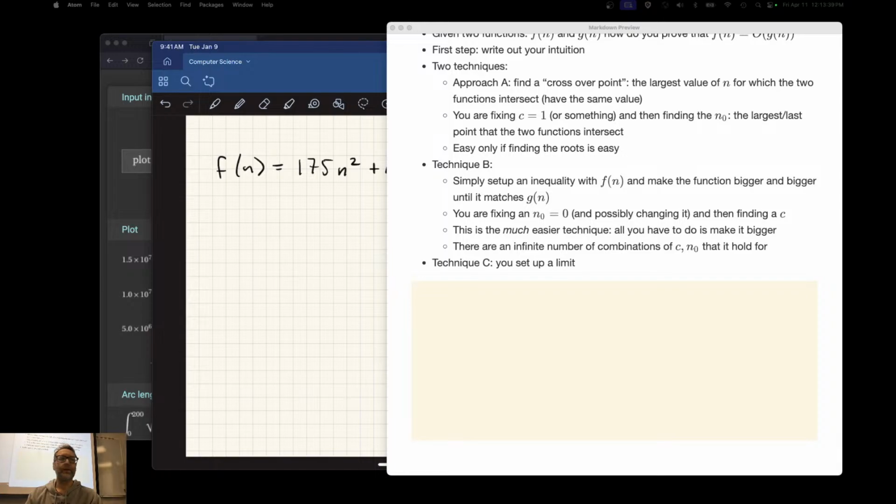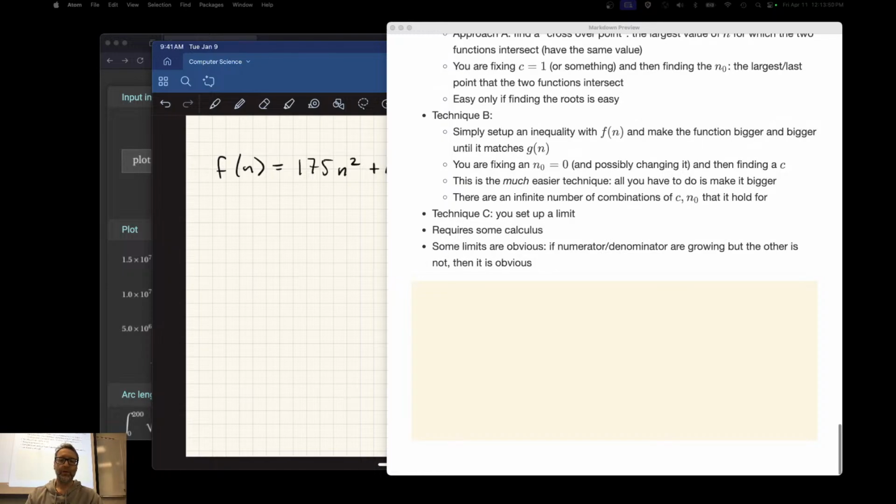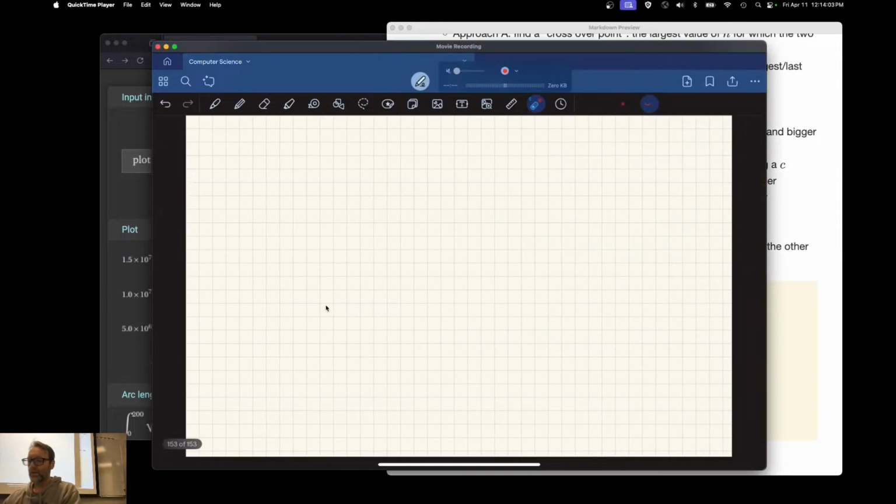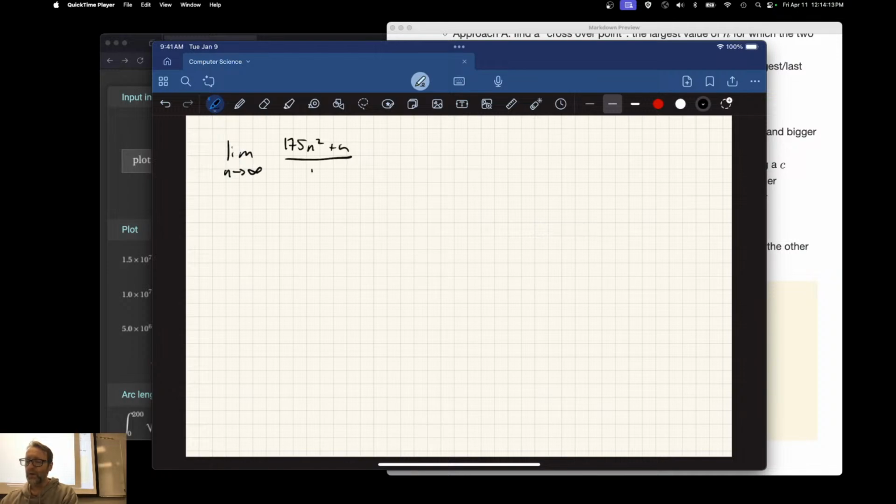Technique C is even easier if you know calculus, and I think we all know calculus here, right? You set up a limit. Some limits are obvious, some limits are not. So it requires some calculus because you need to understand how limits work. The numerator and denominator are growing, but the other one is not. That's obvious. And so yeah, we've got enough time. Let's do it really quick here. If I set up a limit as n tends towards infinity of 175n squared plus n all over n cubed, what's going to happen here?